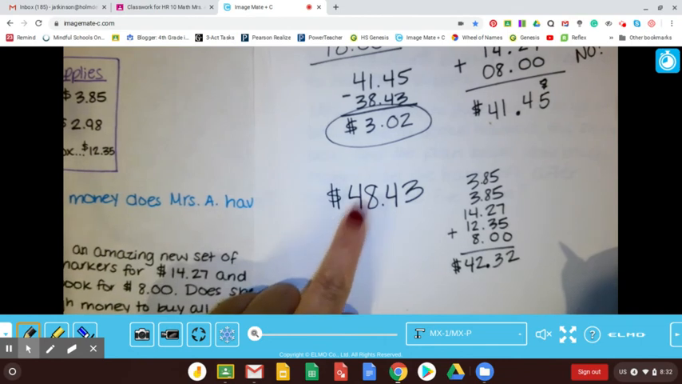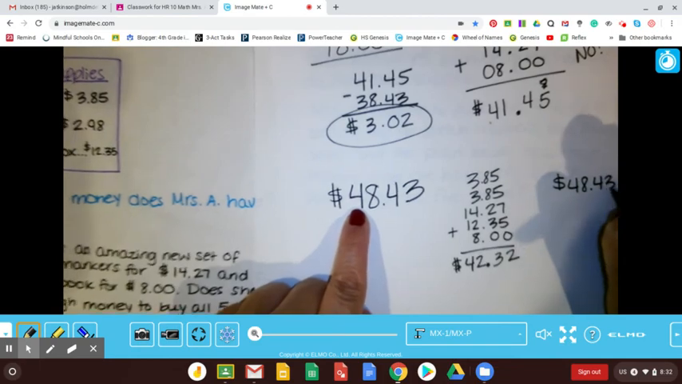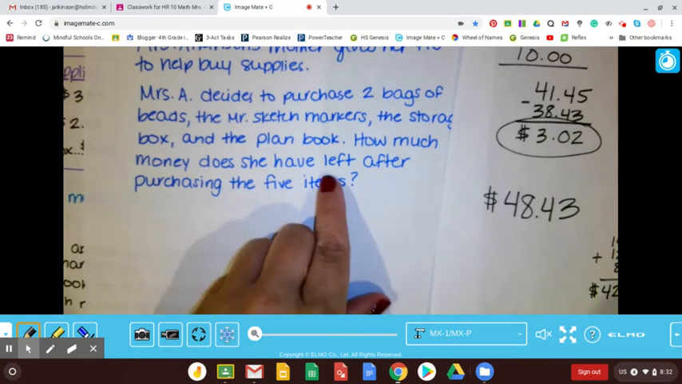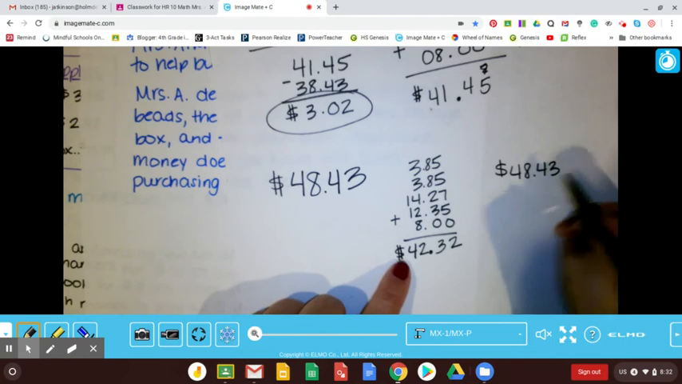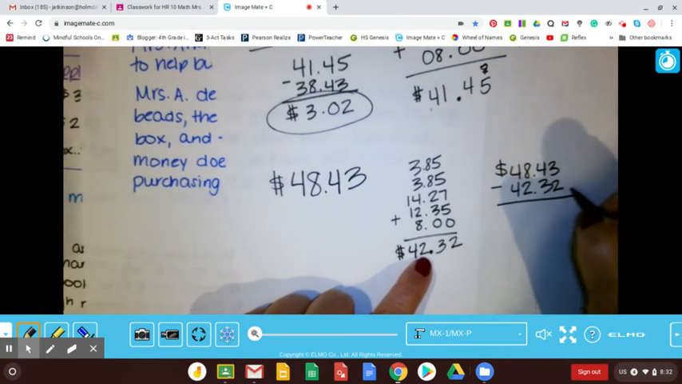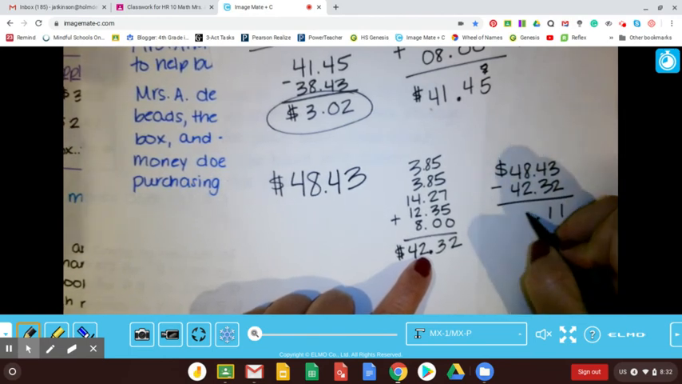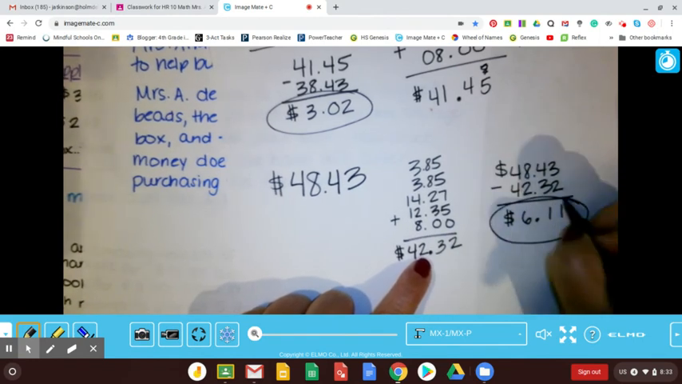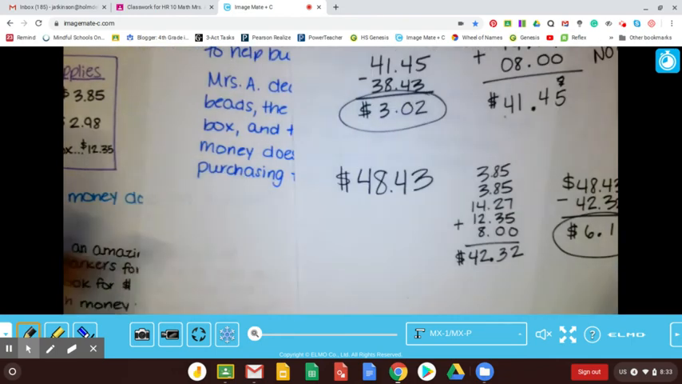And how much money do I have? Oh, 48. Good thing I have enough. 48.43. And the question is asking, how much money does she have left after purchasing these items? So now I'm going to subtract 48.43 minus $42.32. 3 minus 2 would be 1. 4 minus 3 is 1. 8 minus 2 will be 6, and 4 minus 4 is nothing. I have exactly $6.11 left after all is said and done.